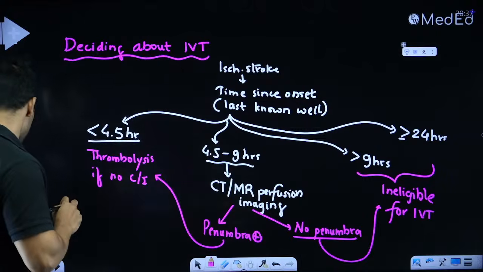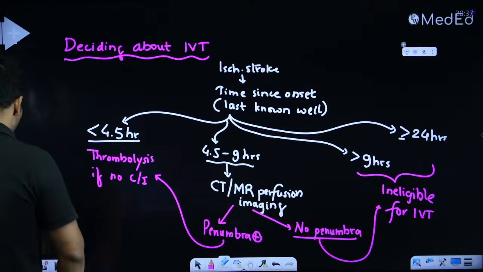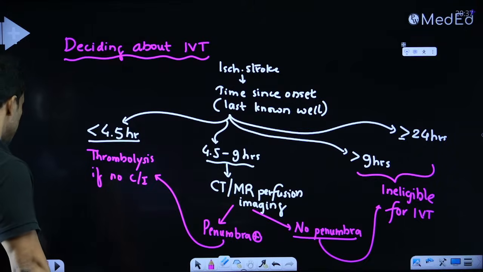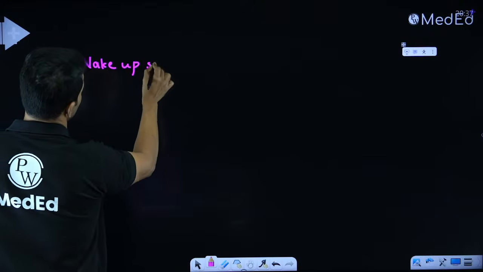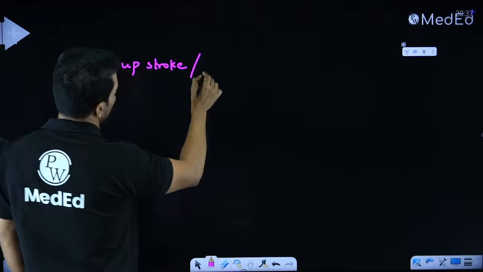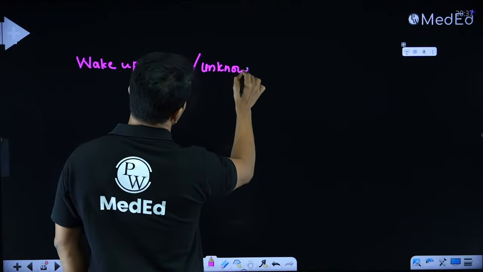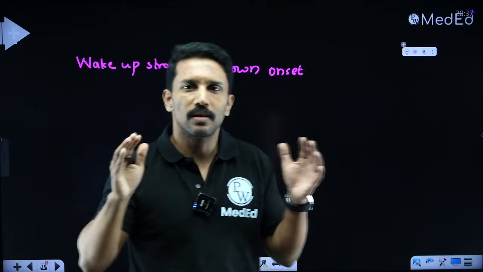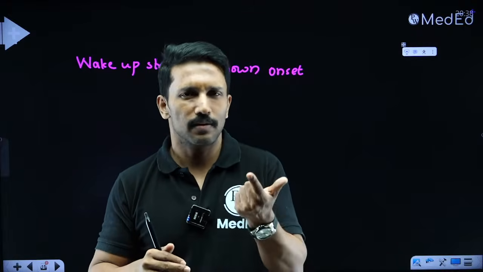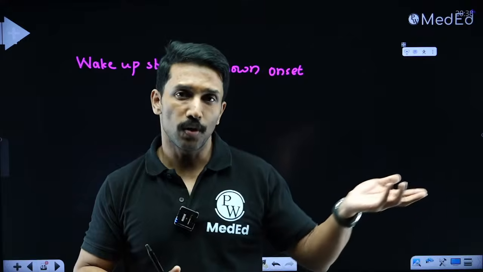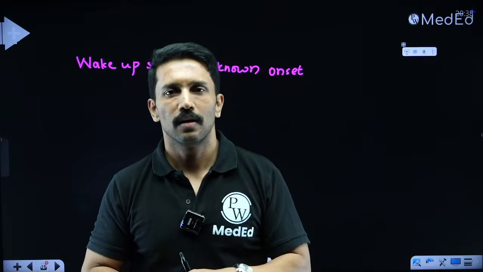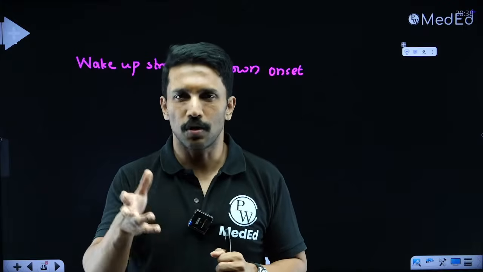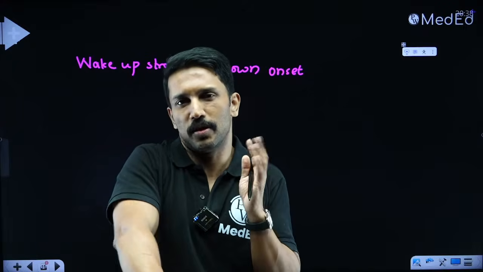Okay, now I have one question. What if it is a wake-up stroke? What if it is a wake-up stroke or clearly unknown onset? Means last known well is also not within reach. In the sense, it's like someone is staying alone and 2 days back somebody had seen him, and today, because he had not come out of the house, a neighbor goes to check on him and notices that he was lying there in a hemiplegic state.